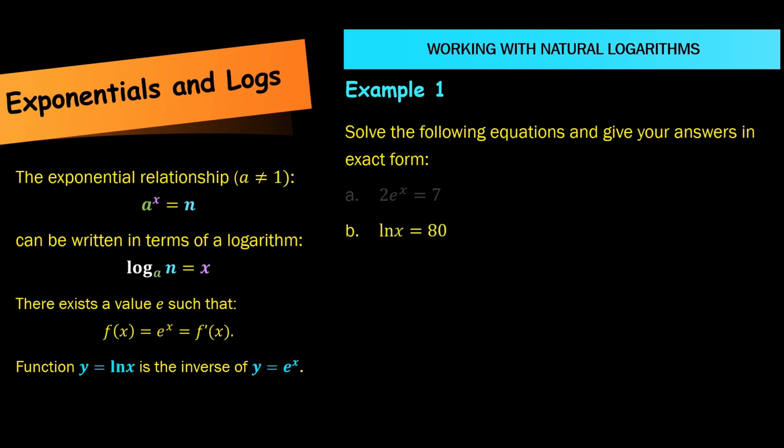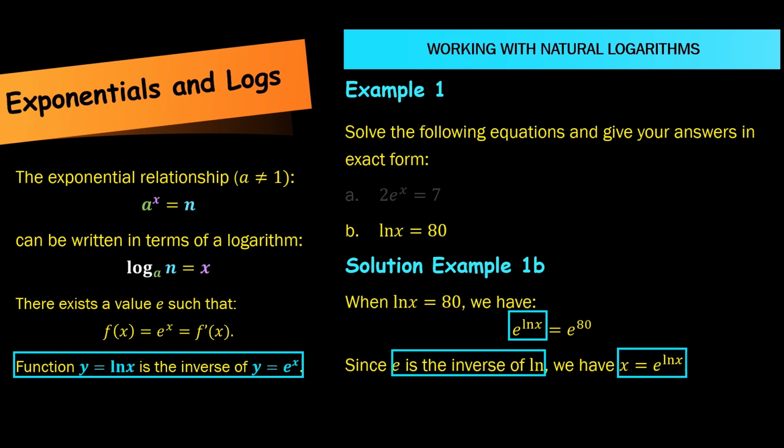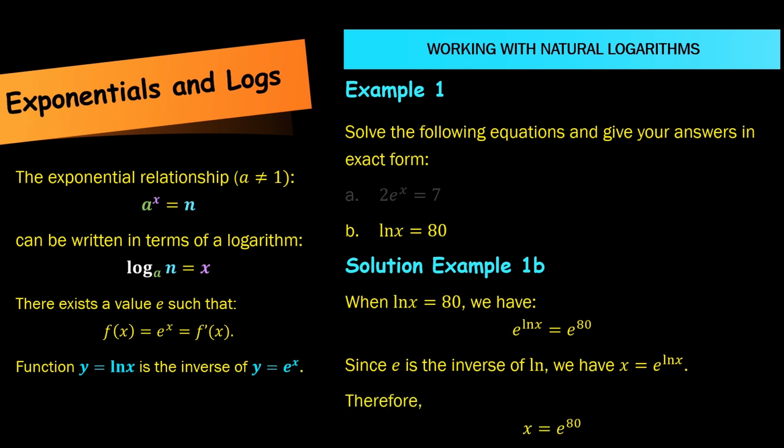Now let's have a go at example 1b. We are required to solve the natural log of x equals 80. So let's solve this. When the natural log of x equals 80, we have e to the power ln of x equals e to the power 80. Since e is the inverse of the natural log, we have x equals e to the power ln of x. So therefore, x equals e to the power 80.